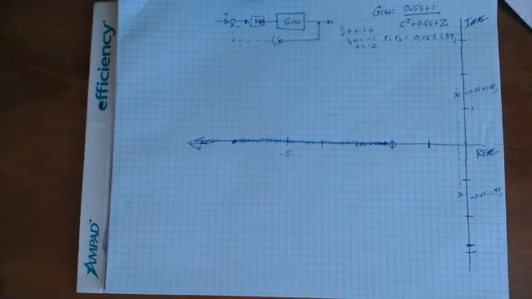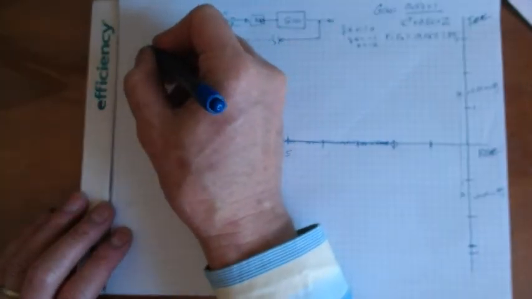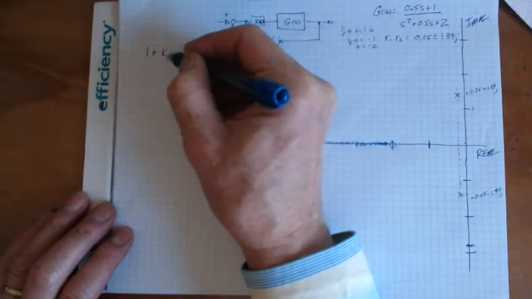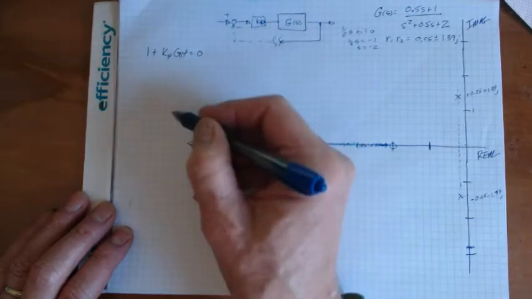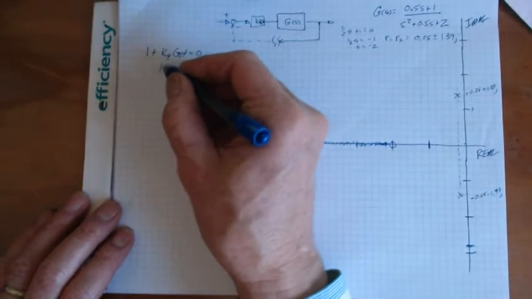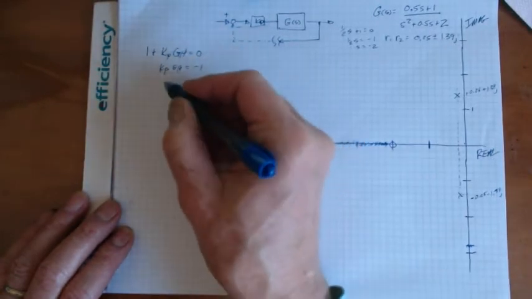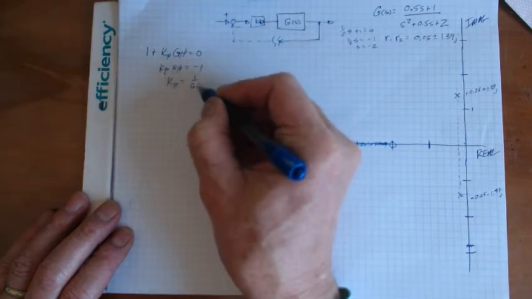So one way that we can find out what the breakaway and break-in points are is that we're going to look at the characteristic equation. The characteristic equation is going to be 1 plus Kp GS equals 0. What we're going to do is say that Kp GH is equal to -1. That means Kp is equal to 1 over GH.